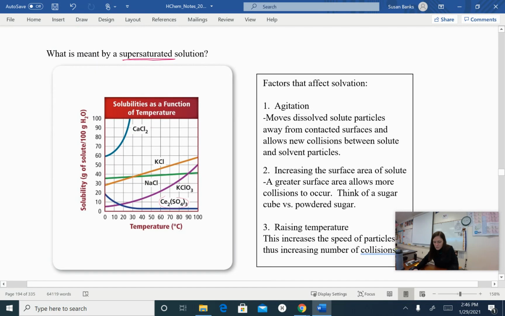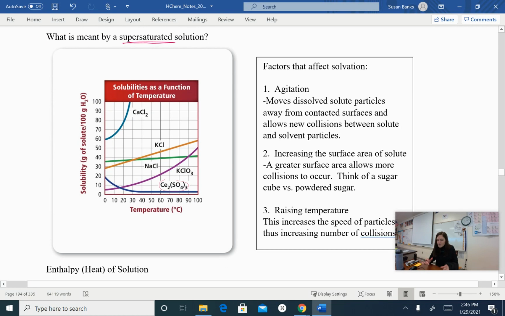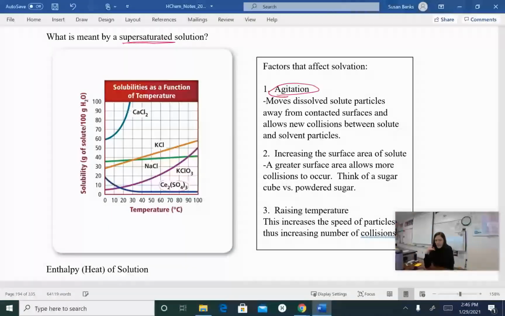Okay? So, we want to talk about other factors that also affect solvation or the ability to dissolve something. So, if we agitate a mixture or a solution, if I stir things or shake it up, I can get things to mix better, right? It moves the dissolved solute particles away from the contact of the surface and allows new collisions with more solvent and solute particles. So I can get more things dissolved in there.